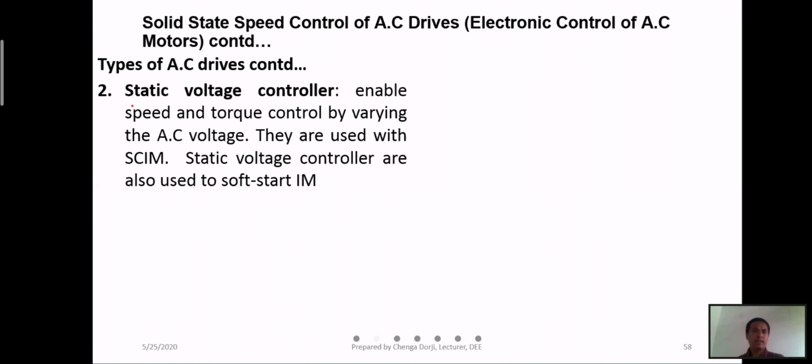Then another type is the static voltage controller. This type of controller enables speed and torque control by varying the AC voltage. So if you want to control the speed and torque of an AC motor, then this method is used. They are used with the squirrel cage induction motor.